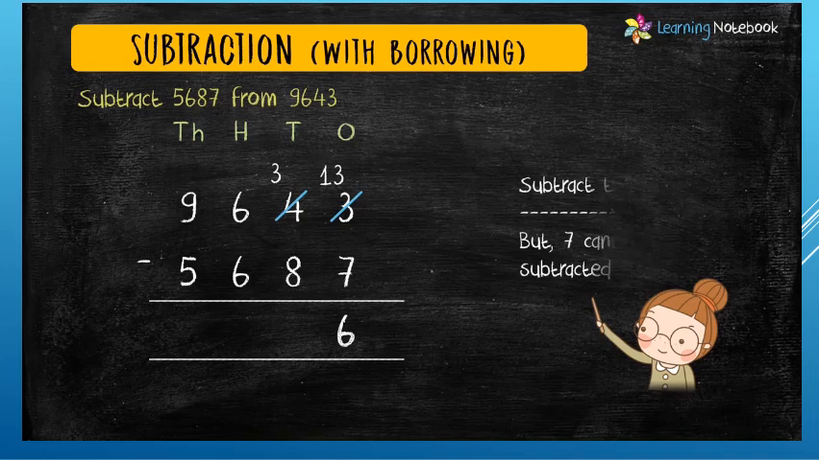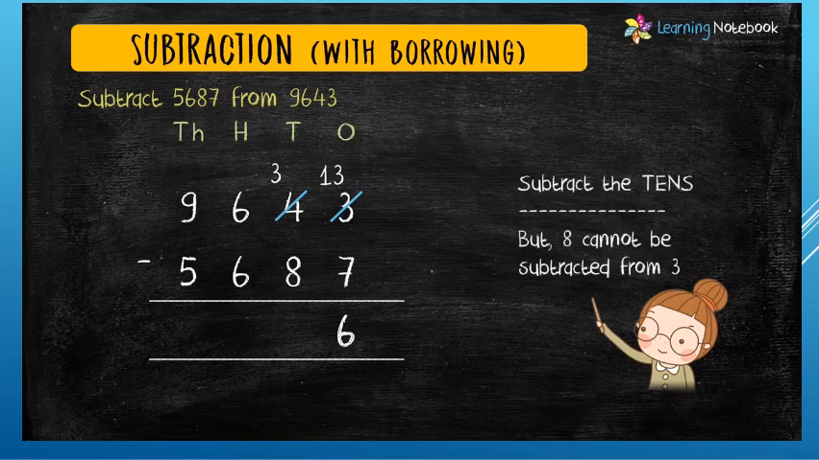Now let's subtract the digits at tens place. But again 8 is bigger than 3. So it cannot be subtracted from 3. So we will borrow from hundreds place. So 6 becomes 5 and 3 becomes 13. Now let's subtract these two numbers at tens place. 13 minus 8 equals 5.